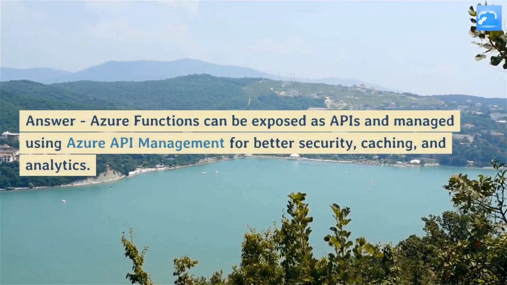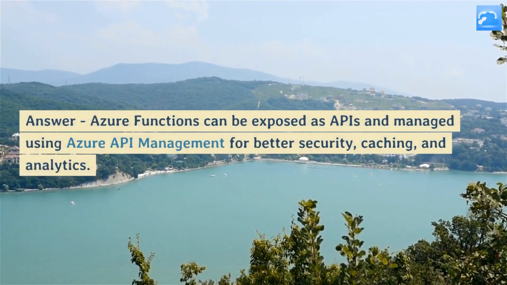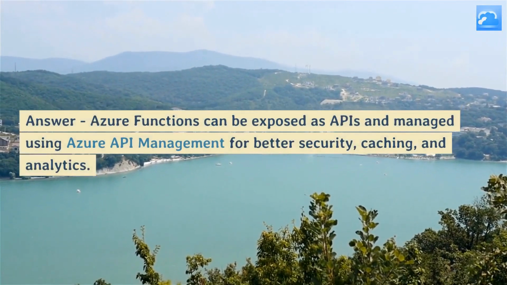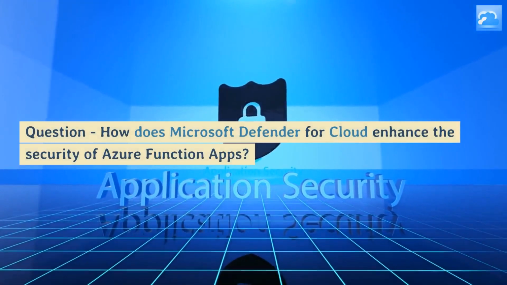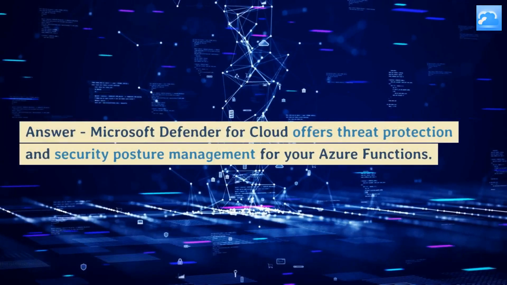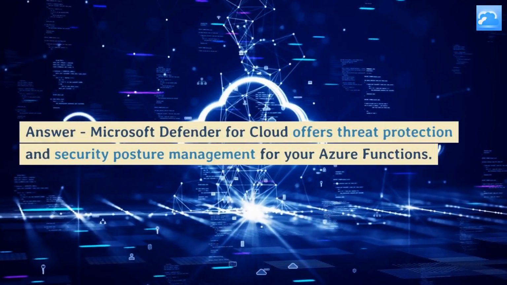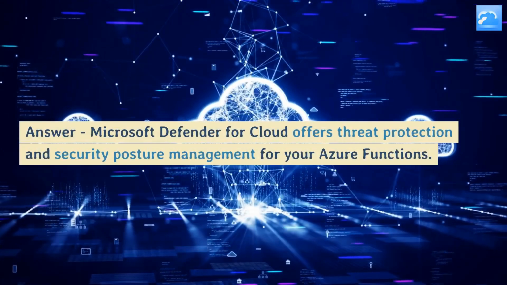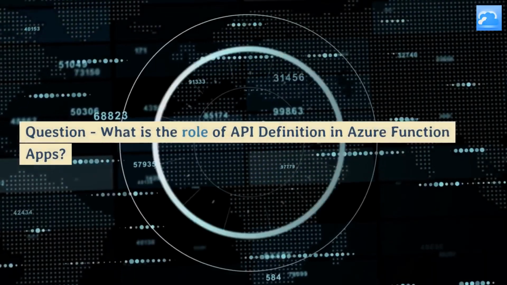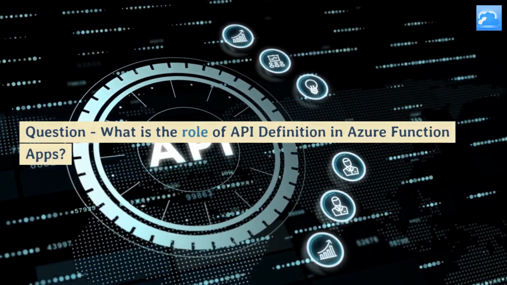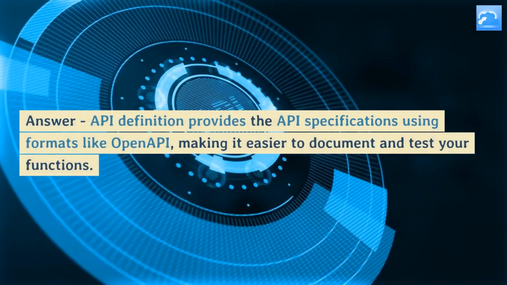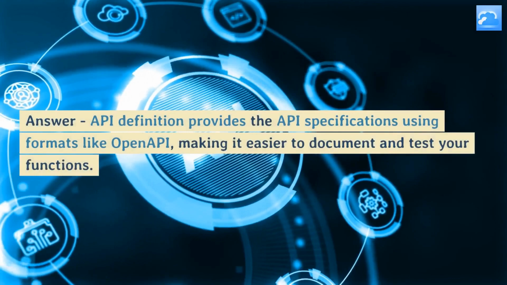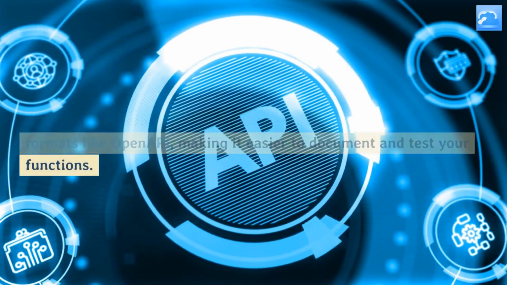Answer: Azure Functions can be exposed as APIs and managed using Azure API Management for better security, caching, and analytics. Question: how does Microsoft Defender for Cloud enhance the security of Azure Function apps? Answer: Microsoft Defender for Cloud offers threat protection and security posture management for your Azure functions. Question: what is the role of API definition in Azure Function apps? Answer: API definition provides the API specifications using formats like OpenAPI, making it easier to document and test your functions.